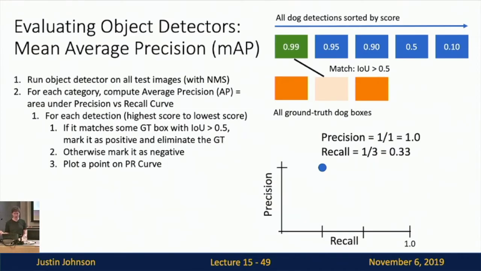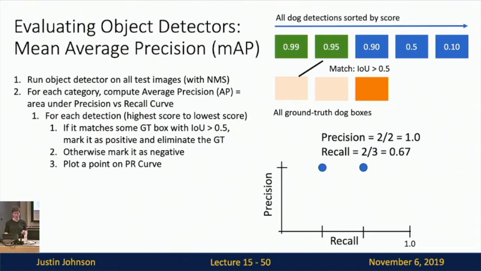So in this case, we were considering only the top detection. So our precision is 1 out of 1, 100%, and our recall is 1/3, because among the set of detections we're considering, we cover 1/3 of the true ground truth detections. So that gives us one point on a curve where we're going to plot precision versus recall. And then we'll repeat this process for the next detection in our ground truth. And suppose that our second highest scoring dog region also matches some ground truth.